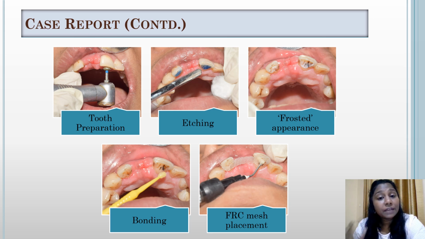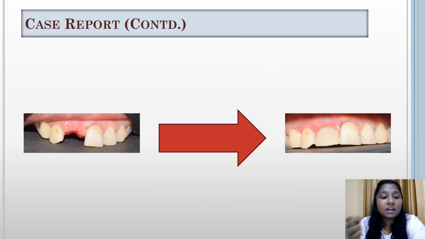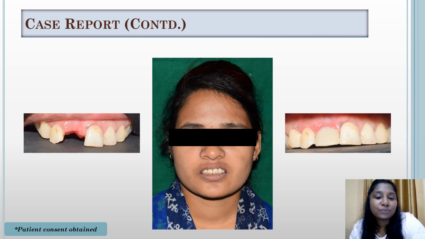We did a FRC bridge, that is a fiber reinforced bridge, and I used the rebond here. So initially the tooth preparation is done, etching is achieved, followed by the bonding protocol, and we place the FRC mesh. This nylon mesh is placed, and we develop the pontic. The pontic is then polished well, and you can see how we are able to develop the 1-1. And this is the final picture of the patient with the prostheses in place.